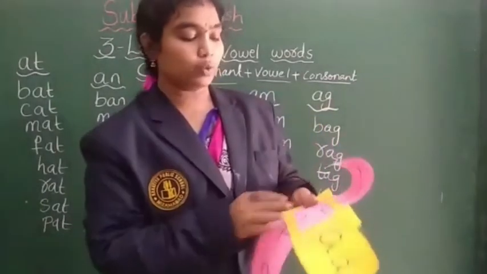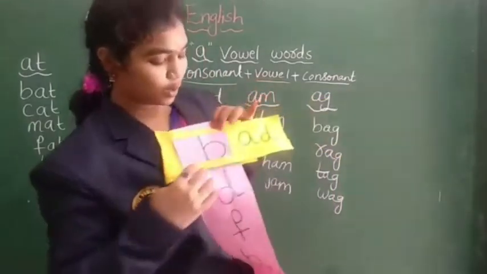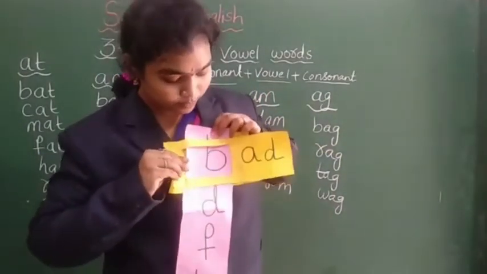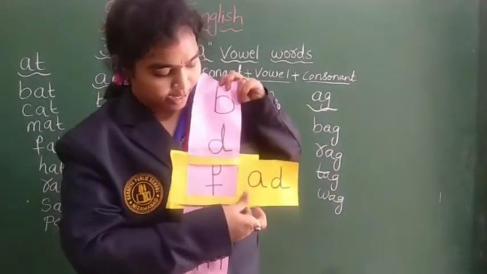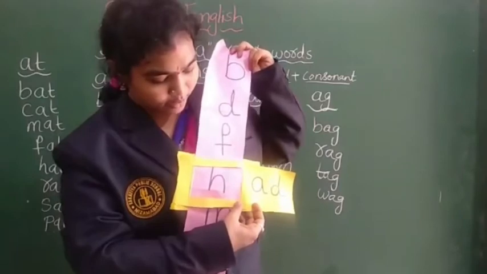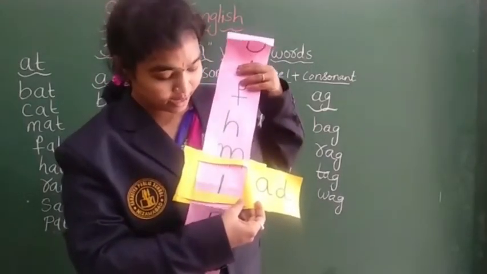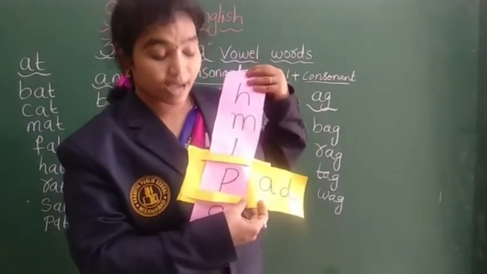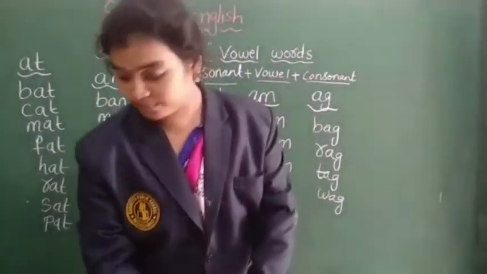AD words. Now we are going to see the AD words. What is this letter, Nana? BAD, bad. Next, DAD, dad. FAD, fad. HAD, had. MAD, mad. LAD, lad. PAD, pad. SAD, sad. Is it okay, children?